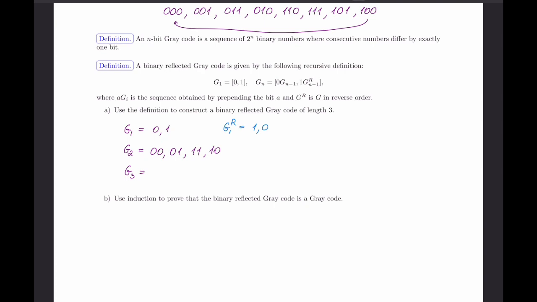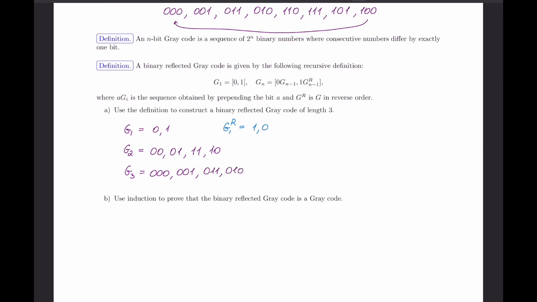Well, once again, I'm going to take the previous code, which is G2, and append 0 to the front of each single element of it. Okay, so all of these are going to acquire zeros at the beginning. So 0, 0, 0, 0, 0, 1, 0, 1, 1, 0, 1, 0.